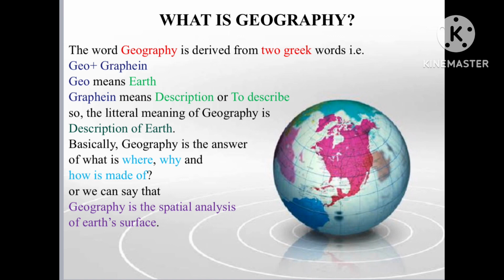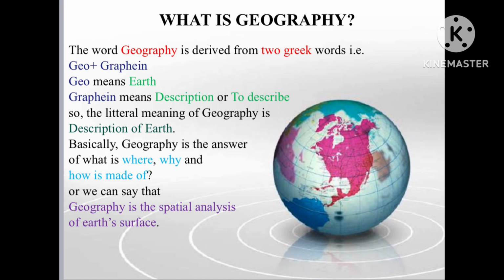Basically, geography is the answer to three main questions: what is where, why, and how is it made of. Or we can say geography is the spatial analysis of Earth's surface. In simple terms, whatever we see in our real life is related to geography. If anything answers what thing comes from where, why it is there and how it is made of, all these things relate to geography.